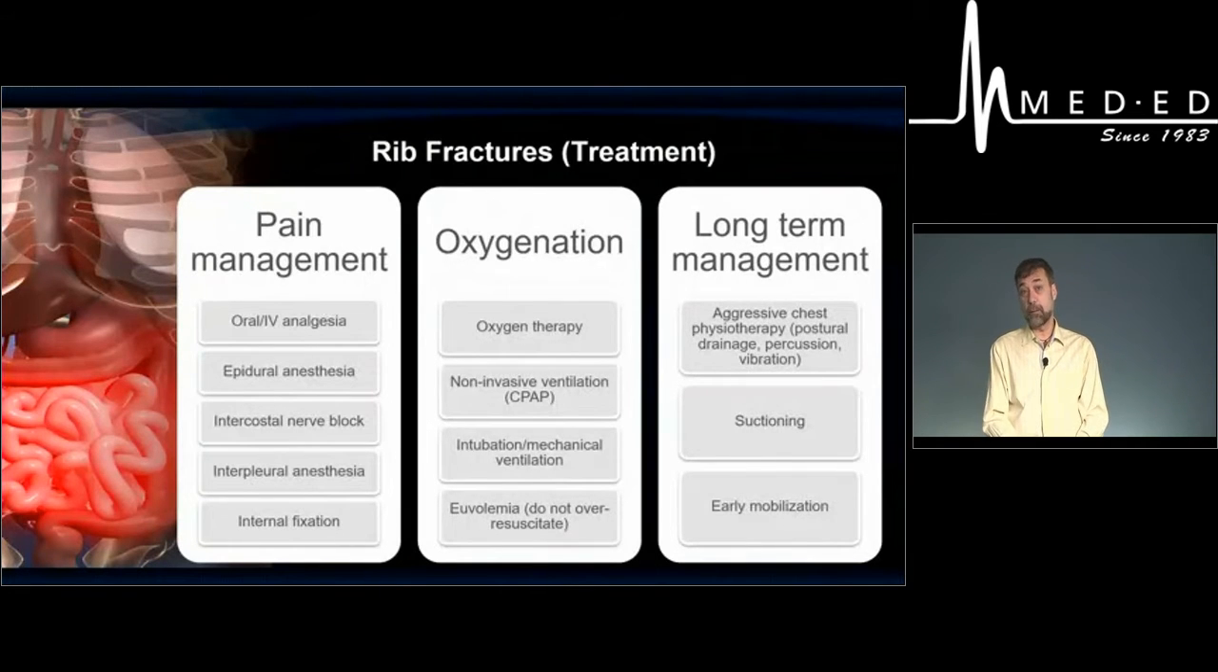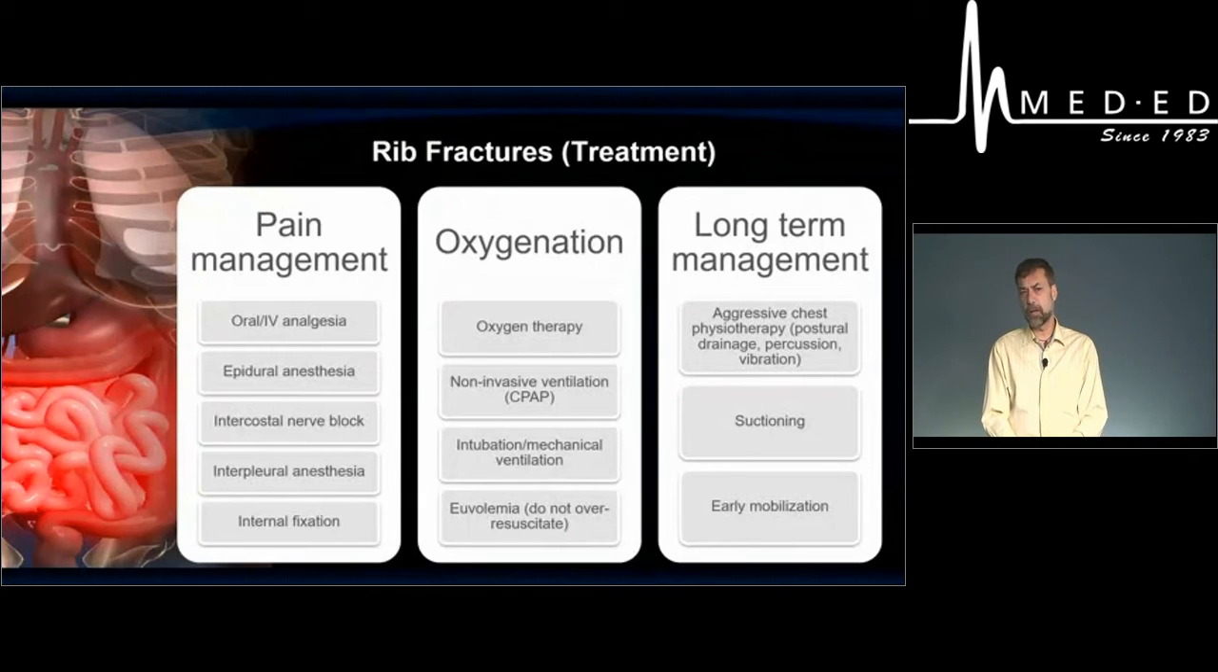Now, of course, while pain management will help to improve their oxygen status by decreasing splinting and guarding, we can also assist the patient's oxygenation by supplemental oxygen. We may consider non-invasive ventilation like CPAP. And for some patients, especially with underlying injuries, they may require intubation and mechanical ventilation.